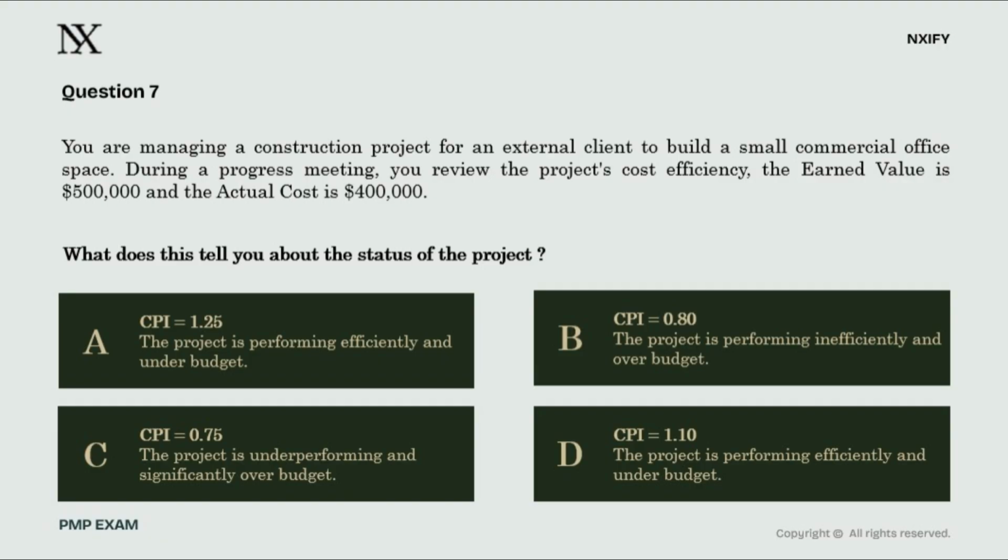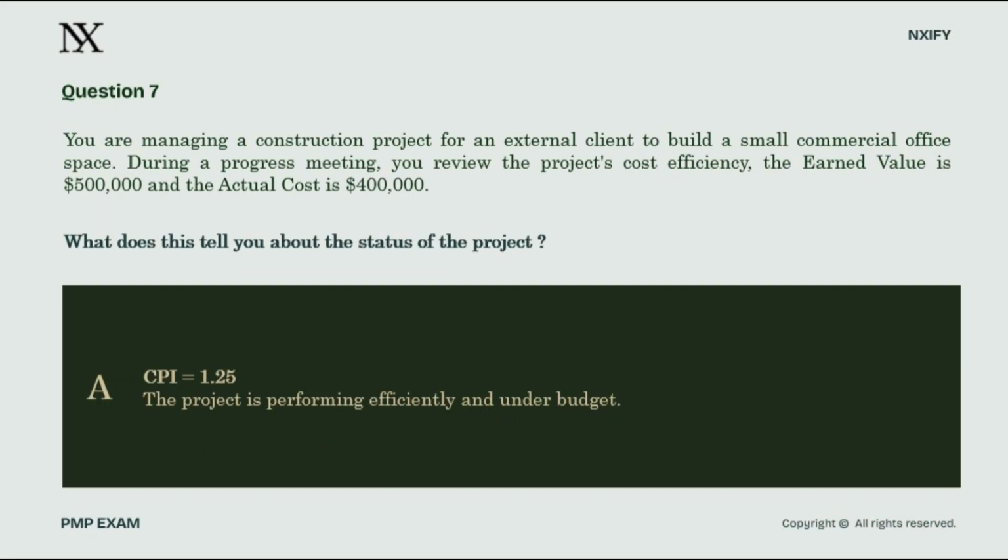Good. Let's open each option and see what's actually inside. Option A says CPI equals 1.25, and the project is under budget. Let's run the math right now, live on the numbers we have. Earned value is $500,000. That's the numerator, the value your team has actually produced. Actual cost is $400,000. That's the denominator, the money that has actually left your budget to produce it. 500,000 divided by 400,000 equals 1.25. Write that down. 500,000 divided by 400,000 equals 1.25.